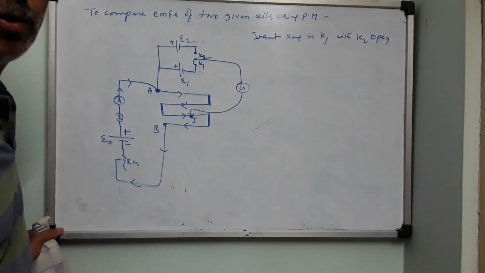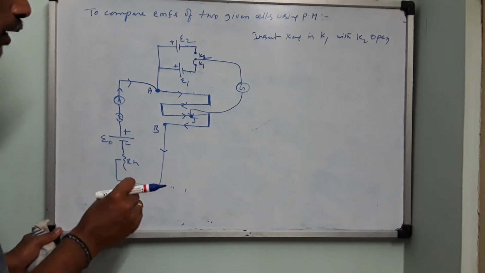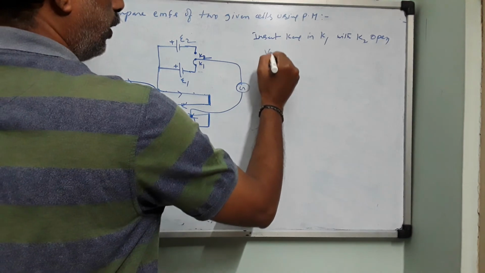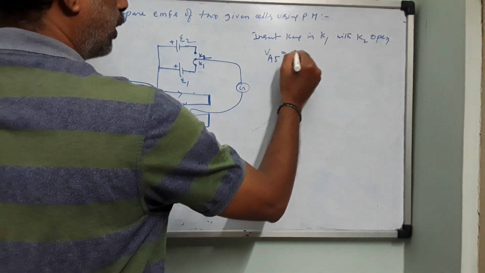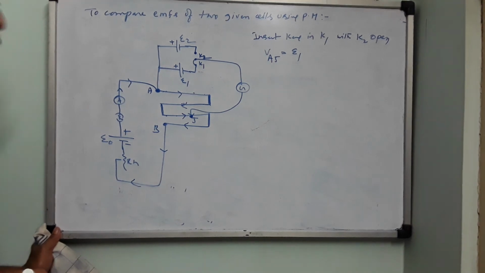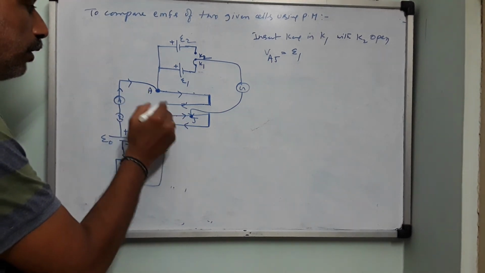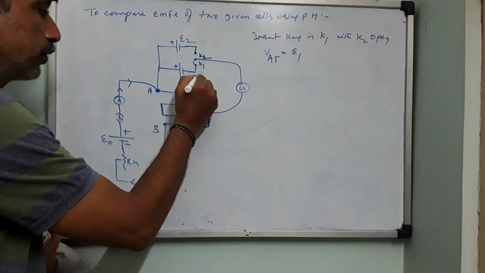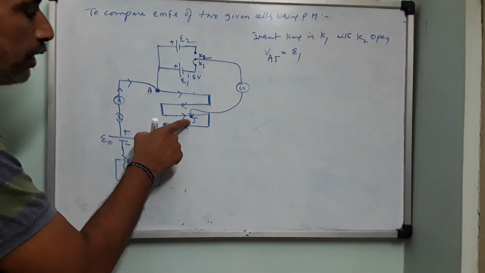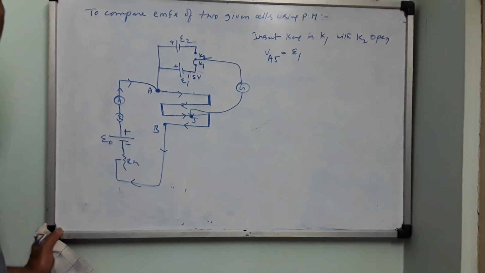Now the question is, why it is showing zero deflection at point J? It means the potential difference between A and J is nothing but the EMF of this cell. Well, if this is a 1.5 volt cell, the potential difference between point A and point J will be equal to 1.5.